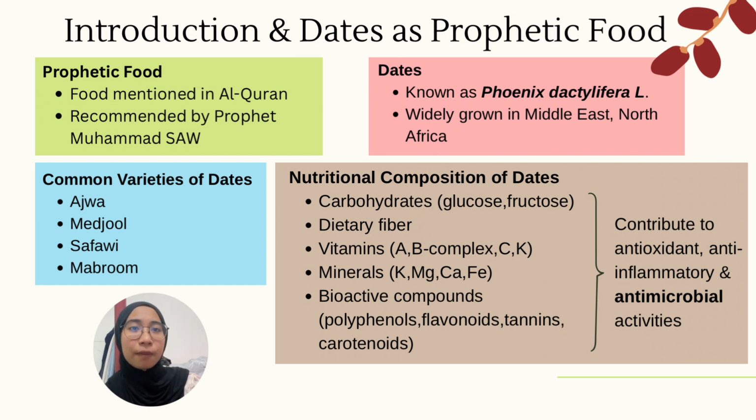Next, what are the common varieties of dates? Which are Ajwa, Medjool, Safawi, and Mabroum. Moving on to the nutritional composition of the dates. Dates are highly rich in carbohydrates like glucose and fructose. They also have dietary fiber, vitamins like vitamin A, B complex, vitamin C, and vitamin K. Other than that, they also have minerals and bioactive compounds. All of these nutritional compounds can contribute to antioxidant, anti-inflammatory, and antimicrobial activities.